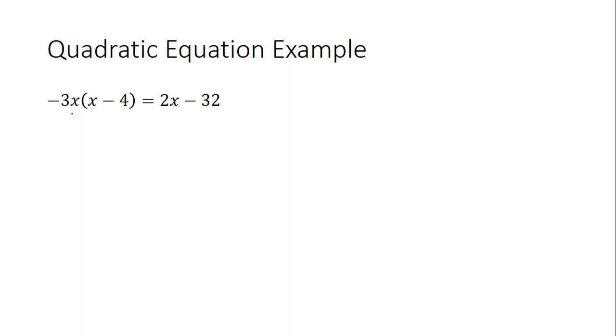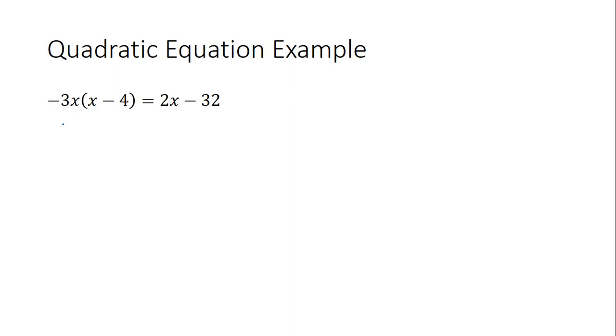In this video, I'll demonstrate an example of solving a quadratic equation. We have the equation negative 3x times the quantity x minus 4 is equal to 2x minus 32. To solve a quadratic equation, we first want to write the equation in standard form, which means we need to distribute on the left and get one side equal to 0.